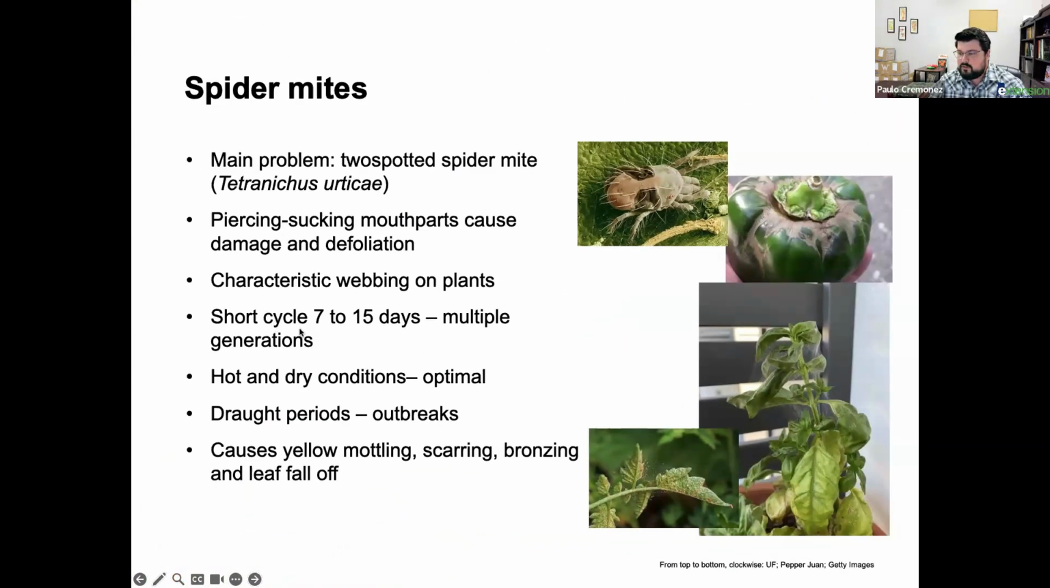They do have a short cycle, 1 to 2 weeks, so they can produce multiple generations in a season. Hot and dry conditions and drought periods are optimal for them, so this will result in outbreaks. The initial damage is notable for yellow mottling, curling and bronzing of the leaf, and the leaf can fall.